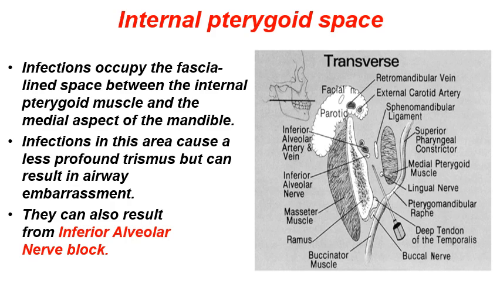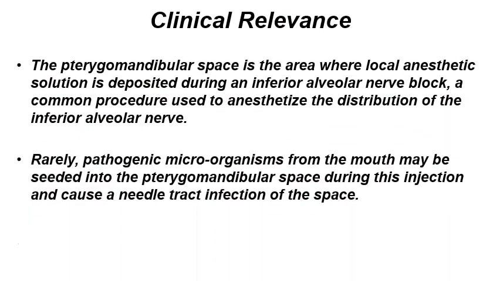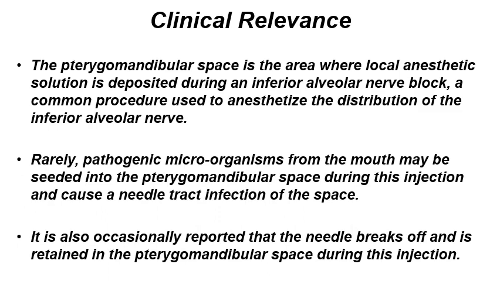So please, this can be an iatrogenic source of infection during multiple repeated injections or contamination during inferior alveolar nerve block injection. However, this space shows less trismus in comparison to the masseteric space. And although an iatrogenic infection of the pterygomandibular space is rare, if you see it once in a lifetime or once in your practice, you can never forget it.